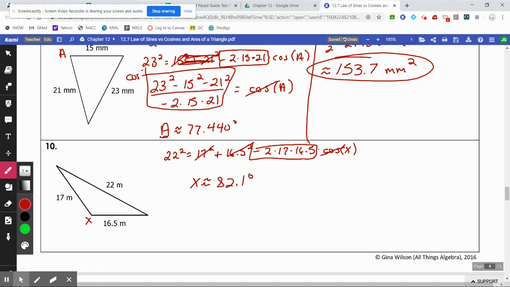82.1 degrees. So therefore, we have the area of our triangle is equal to 1/2 times 17 times 16.5 times the sine of that 82.1. Again, to make it more exact, you can round that to a greater number of decimals, but we're going to have an area somewhere around 138.9, and that is in meters squared.